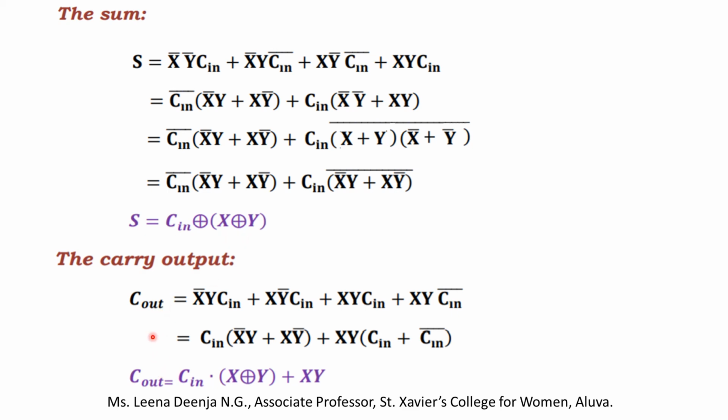And for carry output, the expression is X bar Y C in plus X Y bar C in plus X Y C in plus X Y C in bar. So taking the C in outside, it is C in into X bar Y plus X Y bar. And for the second one, take XY outside, so it is C in or C in bar. C in or C in bar, that is 1. So our carry output is now C in into X or Y plus this XY.